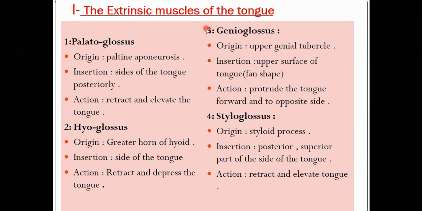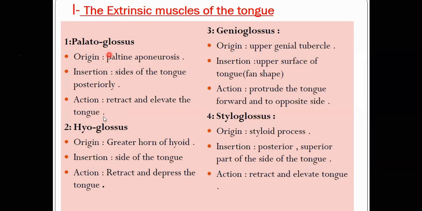Extrinsic muscles, what are extrinsic muscles? They are coming from the lateral side or inferior side and attached to the tongue. They help in the movement of the tongue. As the name indicates, palatoglossus comes from the palate and goes to the tongue. Hyoglossus, coming from the hyoid bone, goes to the tongue. Genioglossus, there is a tubercle in the mandible bone, coming from that tubercle goes to the tongue. Styloglossus, coming from the styloid process of the skull and goes to the tongue.